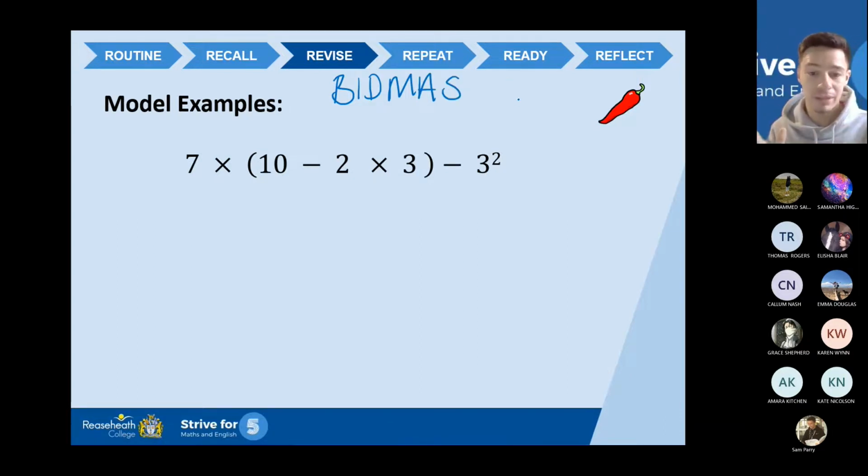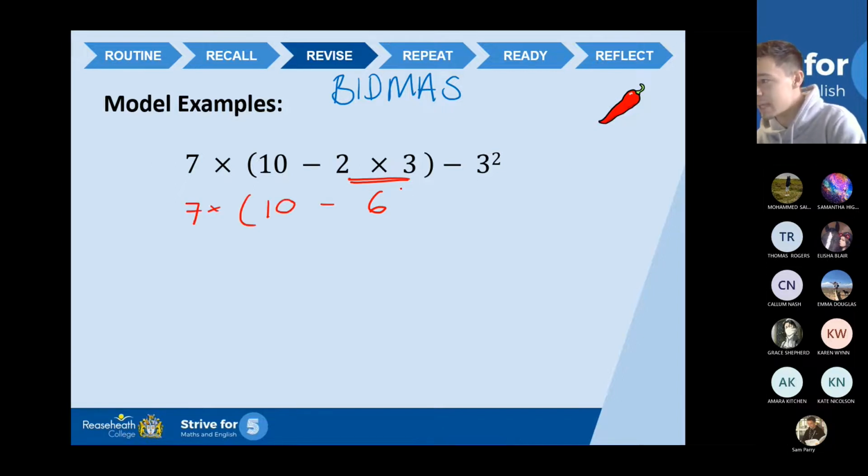When we do the brackets, we still have to apply the rules of BIDMAS inside of it. So we can see there's brackets here, right? I still have to do this bit first because multiplication is stronger than subtraction. So 2 times 3 is 6, okay? So I've got 7 times 10 minus 6 minus 3 squared.